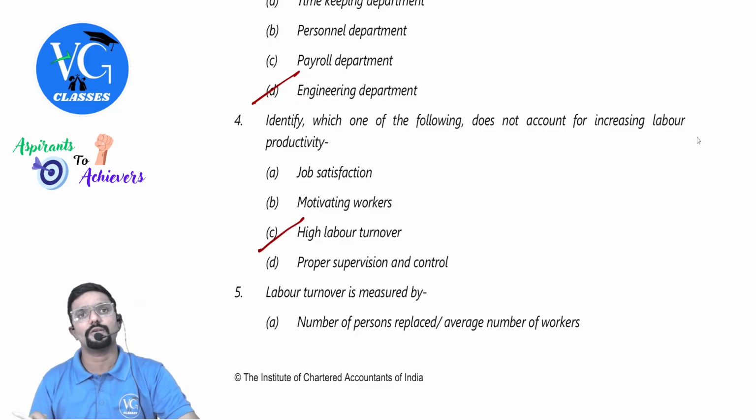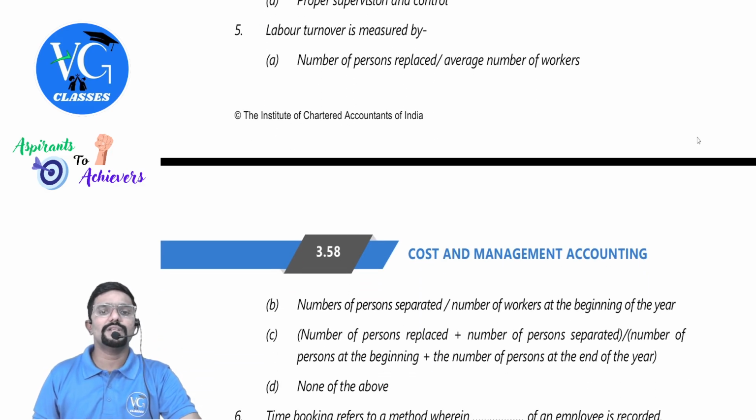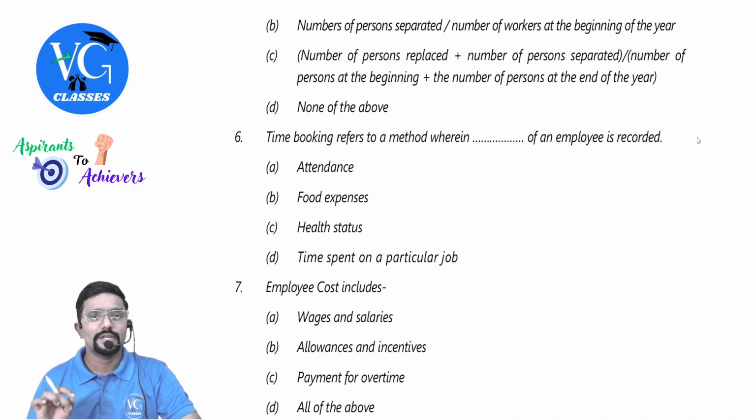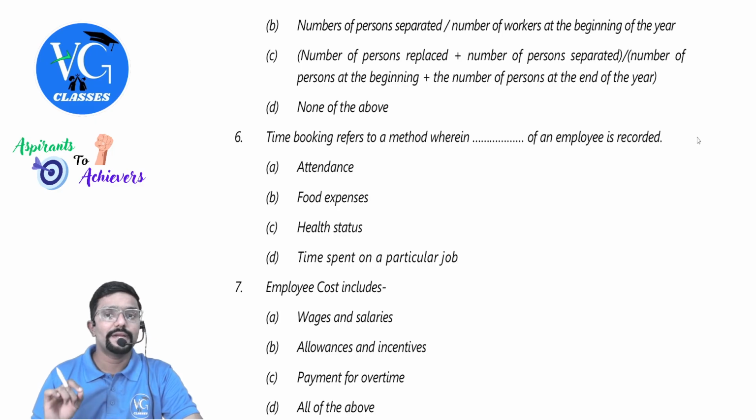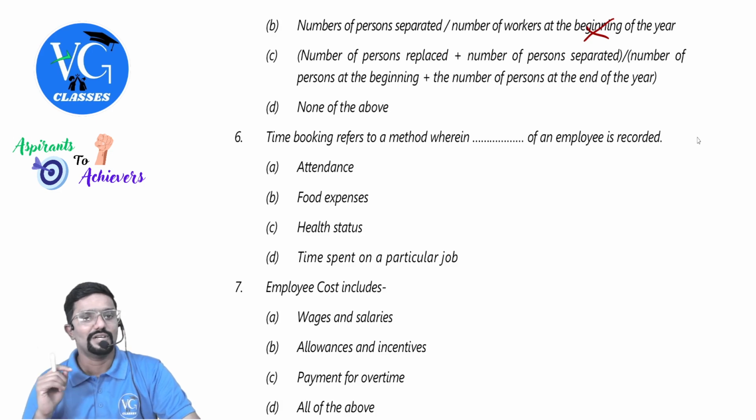Engineering department. Fourth one, identify which one of the following does not account for increasing labor productivity. Job satisfaction, motivating workers, high labor turnover, proper supervision and control. High labor turnover, guys. Next, coming to fifth question. Labor turnover is measured by number of persons replaced divided by average number of workers. Okay, we will see the other options. Number of persons separated divided by number of workers at the beginning. No, it is average.